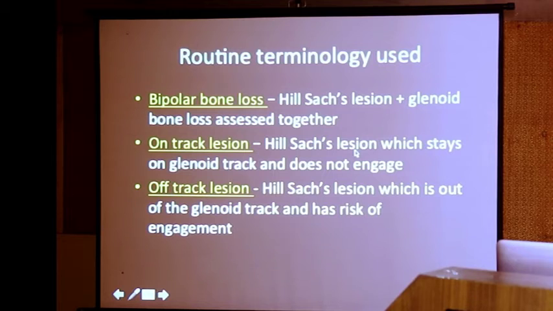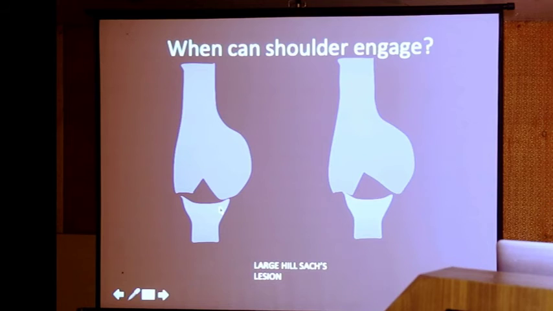On-track lesion is where the Hill-Sachs is going to be smaller than the glenoid track. I'll tell you how to calculate the glenoid track. So when the Hill-Sachs is smaller than the glenoid track, obviously the defect of the Hill-Sachs is not going to fit into the glenoid and it will not engage. On the other hand, if the Hill-Sachs is going to be larger than the glenoid track, then it is going to engage. So here is a diagrammatic representation to make this more understandable.